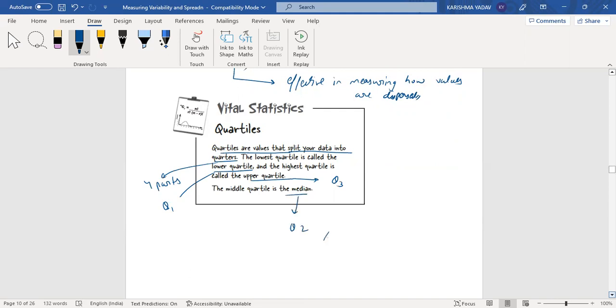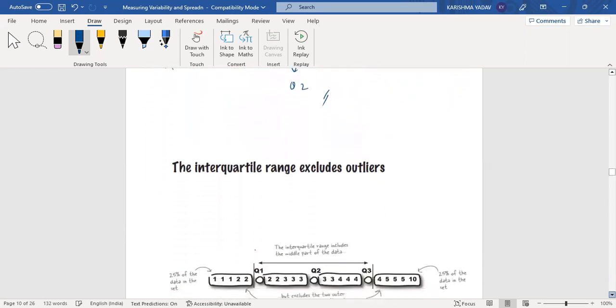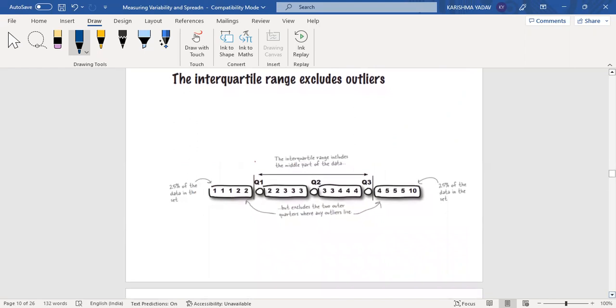Now let's see further that the interquartile range excludes outliers. Let's see how it is excluding the outliers. The good thing about the interquartile range is that it's less sensitive to outliers. So you can see the upper and lower quartiles here, this is my lower quartile and this is my upper quartile. We have taken the same data as we have taken in the first example.